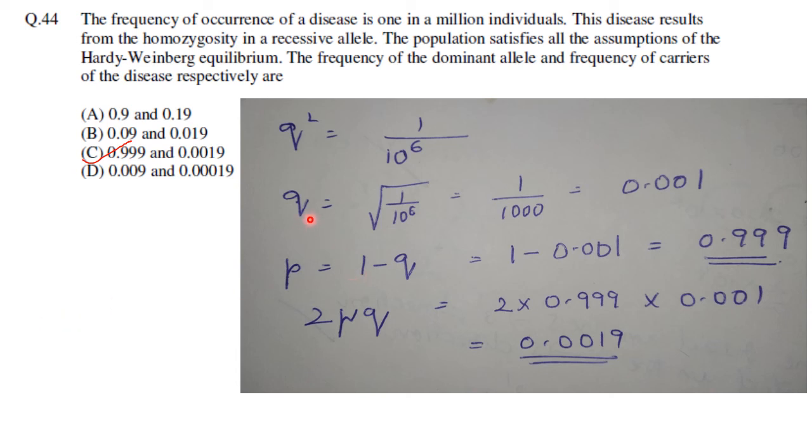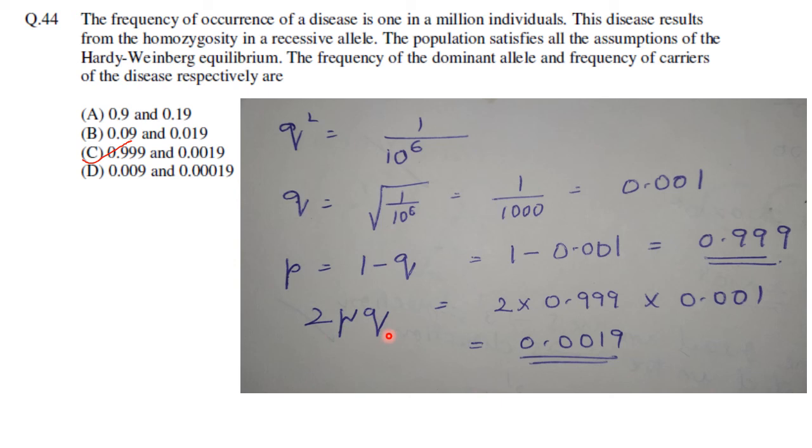So we get q, that is q is equal to the square root of 1 by 10 raised to 6, that is 1 by 1000, or it is equal to 0.001. Now we know that p plus q is equal to 1. So p is equal to 1 minus q. So 1 minus 0.001 will give you 0.999. They have asked for the frequency of the dominant allele and the frequency of carriers of the disease. So we have the frequency of the dominant allele as 0.999.